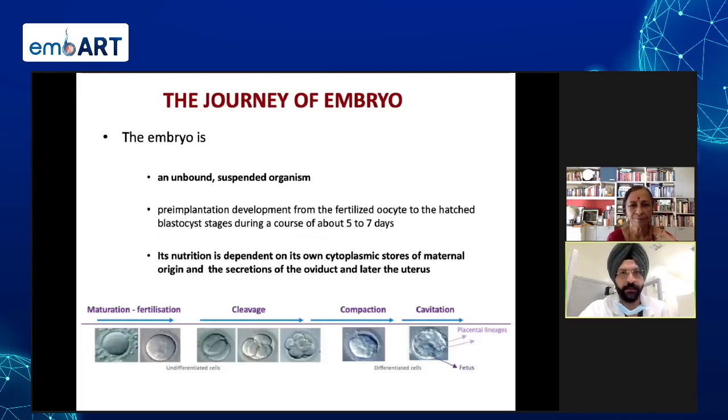Embryo is an unbound suspended organism, and its pre-implantation development ranges from fertilization of the oocyte to the hatched blastocyst stage during a course of around 5 to 7 days. Its nutrition depends on its own cytoplasmic stores of maternal origin in the beginning, then on the secretions of the oviduct and later the uterus. If you look at the figure below, it shows that the media should be able to support maturation, fertilization, cleavage, compaction, and ultimately cavitation, which will lead to implantation of the embryo.